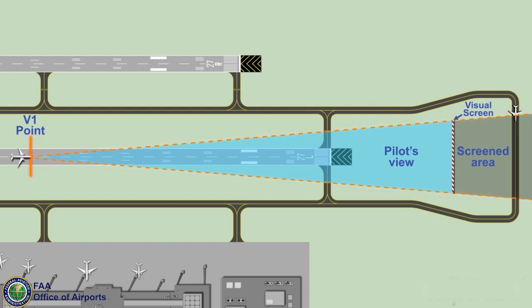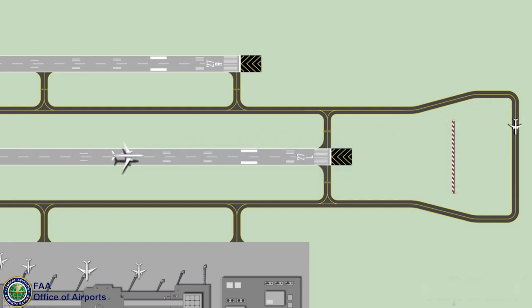The pilot can clearly determine that the taxiing aircraft is either on the EAT or crossing the end of the runway. The visual screen aids in this determination by masking the departing pilot's view of the taxiing aircraft's engine nacelle. Using this information, the pilot decides whether or not to proceed with the takeoff.